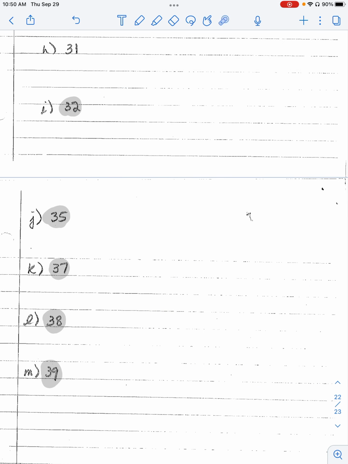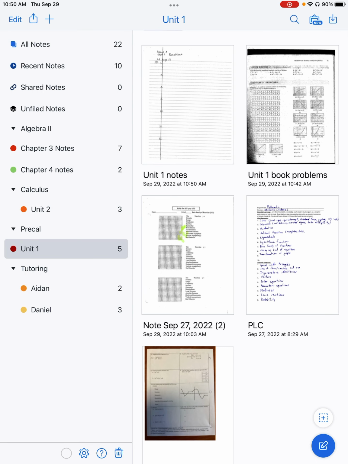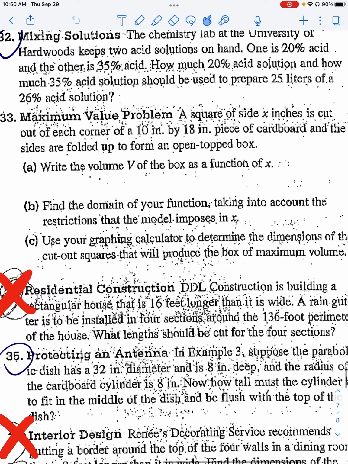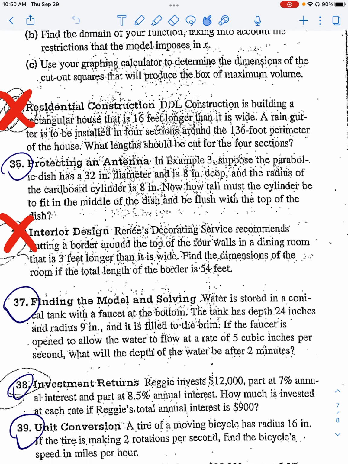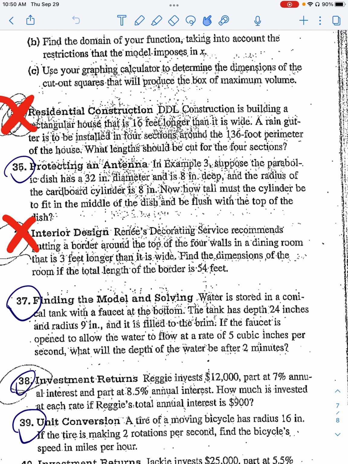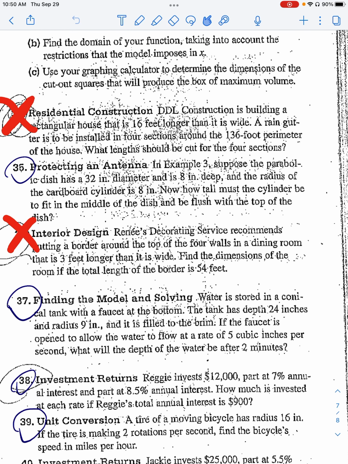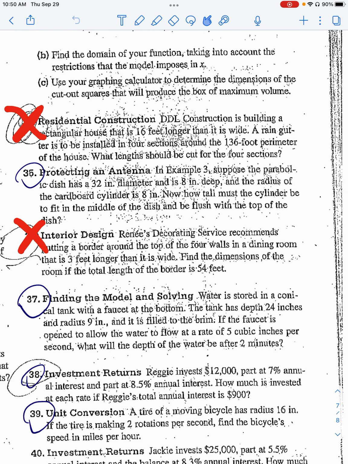Okay, so going on to number 35. Let's look at that. All right, protecting an antenna. In example 3, suppose the parabolic dish has a 32-inch diameter and is 8 inches deep, and the radius of the cardboard cylinder is 8 inches. Now, how tall must the cylinder be to fit in the middle of the dish and be flush with the top of the dish?